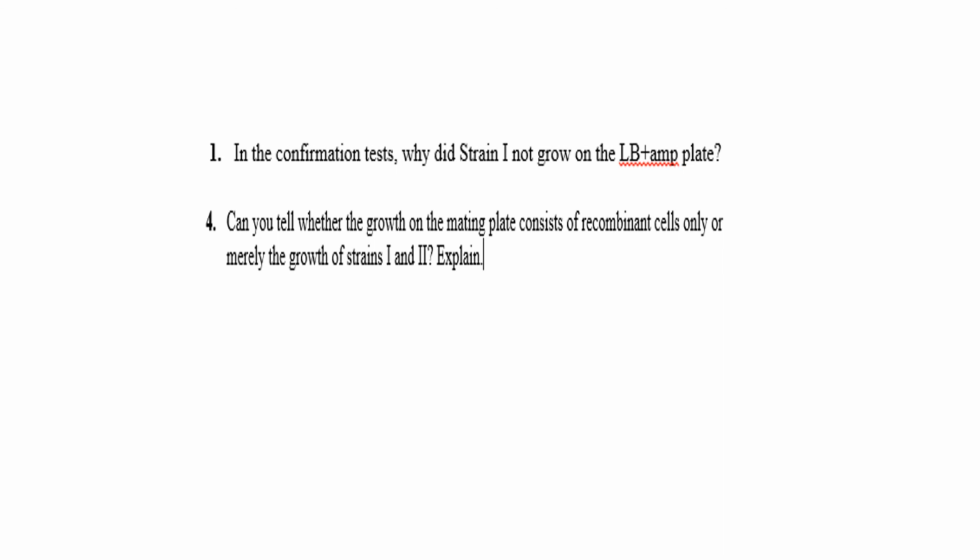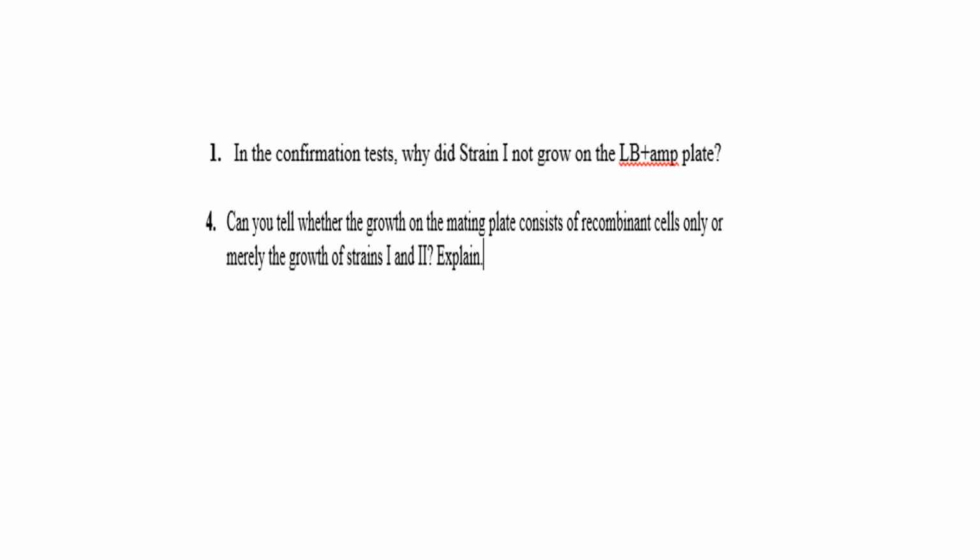Recall that strain 1 has the resistant gene for strep. Therefore, it is resistant to strep, but here it is plated on media containing AMP, an antibiotic for which it does not have a resistant gene. Will it grow? And if not, then explain why.